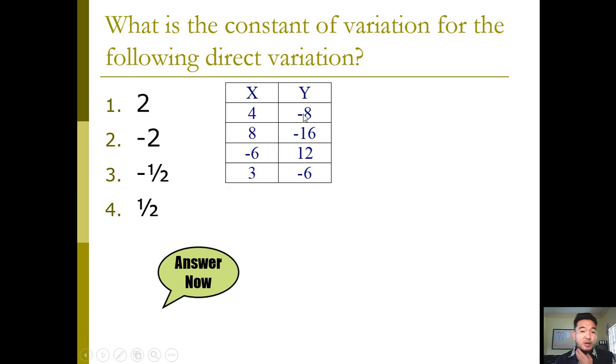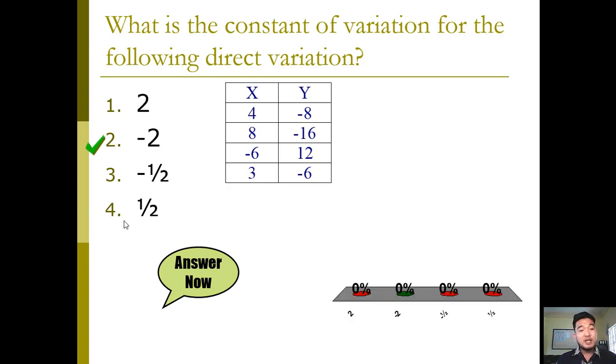Let us try to solve. Negative 8 divided by 4 is equal to negative 2. Negative 16 divided by 8 is negative 2. 12 divided by negative 6 is also negative 2. Then negative 6 divided by 3 is also equal to negative 2. Ibig sabihin, yung constant of variation dito ay puro negative 2. So what would be the answer? 1, 2, 3, or 4? The answer is 2, which is negative 2.